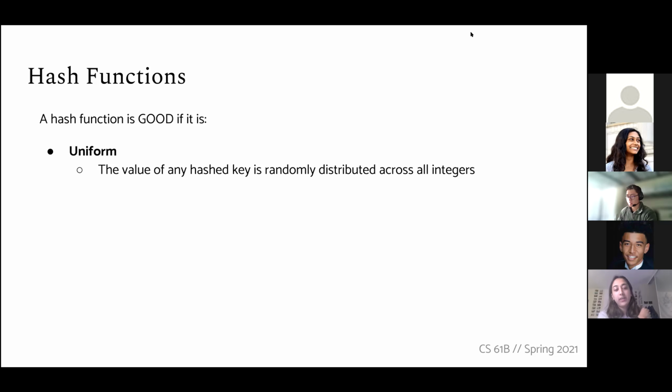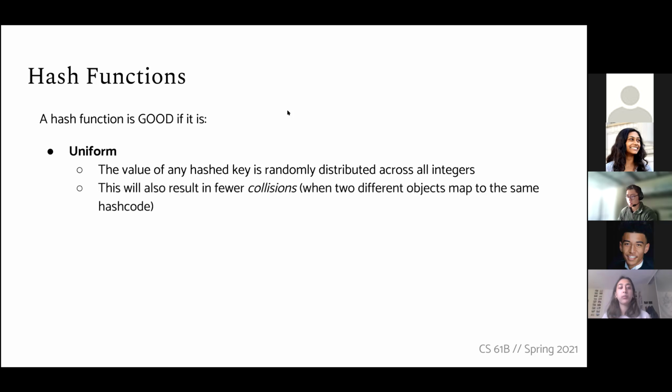You essentially want to be able to get a uniform distribution of keys across all the integers that you can choose from. And this also will result in fewer collisions. A collision happens when two different objects map to the same hash code, and you really don't want that. We'll go over why we don't want that, specifically in the case of hash tables, later on. The second thing we want to look at is efficiency. A hash function is good if it's efficient, and this means that it takes constant time to compute the hash code. So when we're making our hash functions, we really want to have it be a constant time function.